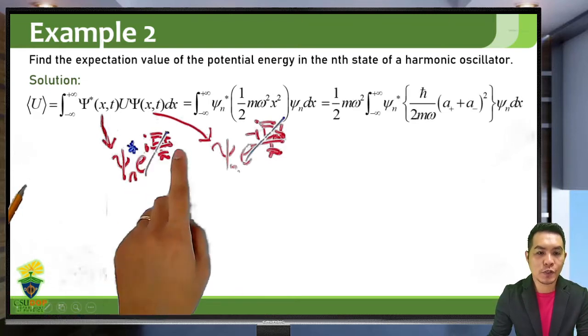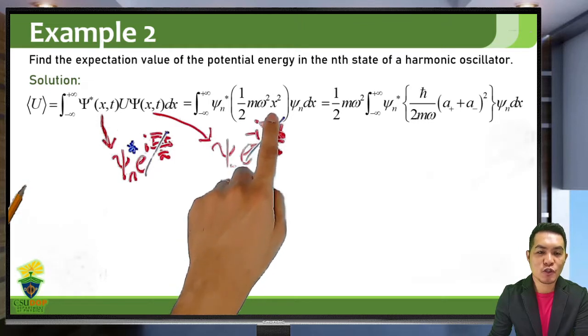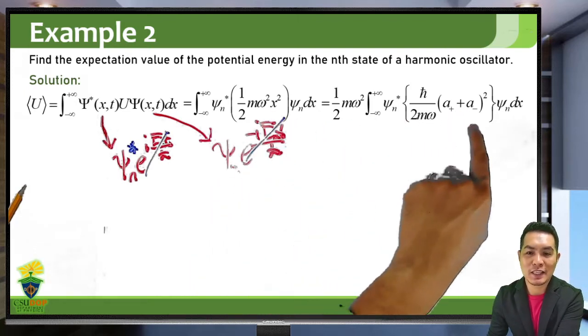And of course, your U is your potential energy operator, 1/2 m omega squared x squared. We can actually use the ladder operator form of position x, which we have presented before. It's the addition of the raising and the lowering operator. You square that and you will get this value.